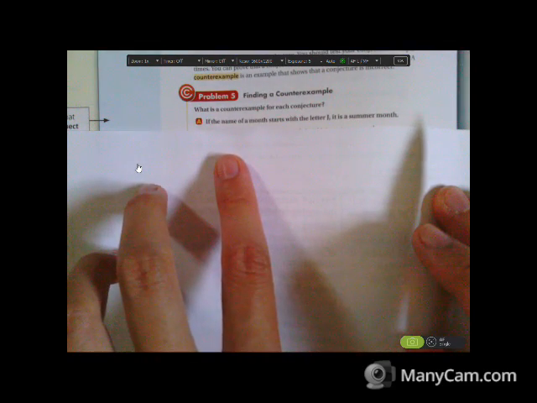And problem 5 is talking about the counterexample for each conjecture. Now, a counterexample is an example that proves that the sentence or the conjecture is incorrect. And this becomes very important, especially in higher level math courses. So, what is the counterexample for each conjecture?